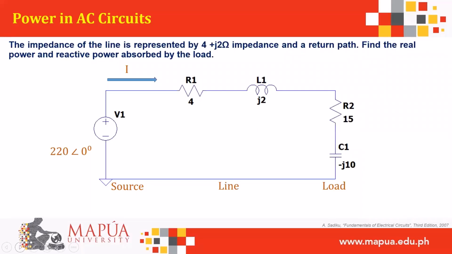Let us apply our knowledge in this example. So we have here the impedance of the line is represented by 4 plus j2 and a return path. Find the real power and reactive power absorbed by the load. Given this circuit, let's solve for the reactive and real power absorbed by the load.